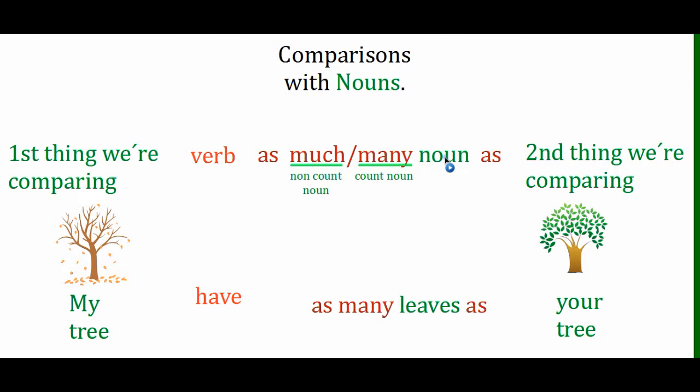The noun we're looking at is leaves. It says my tree have as many leaves as your tree. Well, this is incorrect, and the reason in this example is that this tree has more leaves. So we need to make this verb a negative. It should be my tree doesn't have as many leaves as your tree, because this tree has more leaves.